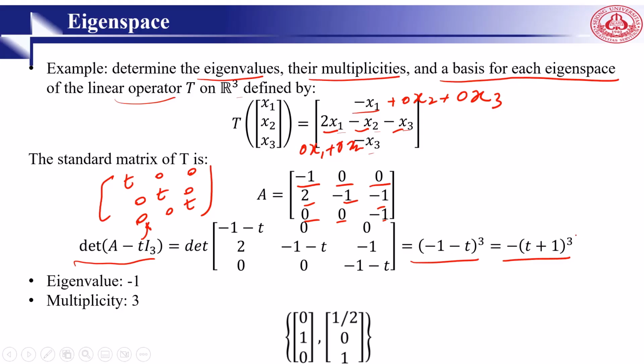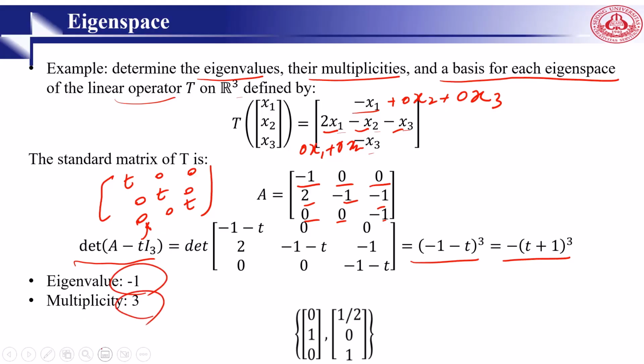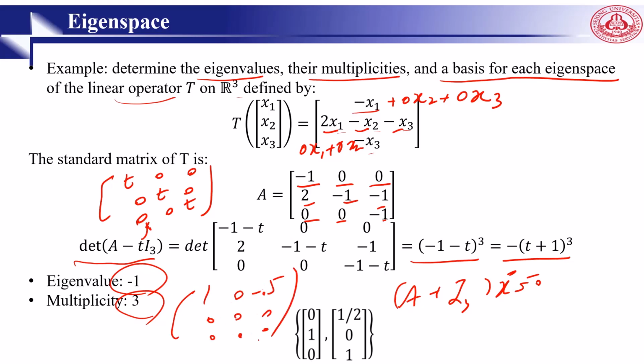In this case, the only eigenvalue of T is minus 1 and the multiplicity is 3. The eigenspace of T corresponding to minus 1 is the solution of (A plus I3) x equal to 0, right? If we apply the RREF, we come up with something like this: 1, 0, minus 5, 0, 0, 0, 0, 0, 0. Then based on this, we see that the basis of the eigenspace for minus 1 is this.